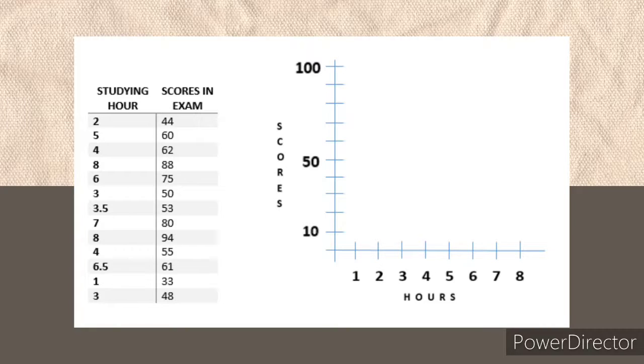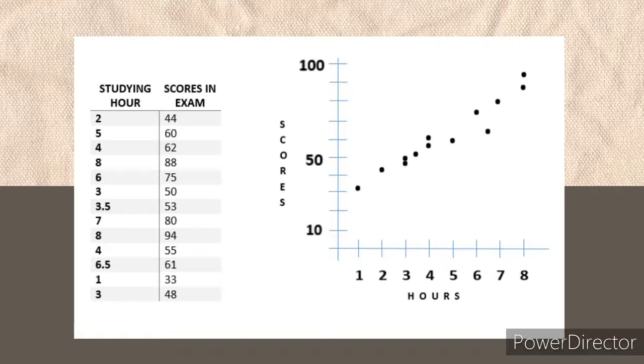Given the scores and hours, we need to plot them accordingly, just like this. So this is an example of a scatter diagram.